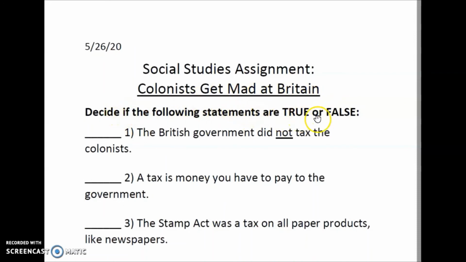Decide if the following statements are true or false. Number one, the British government did not tax the colonists. Number two, a tax is money you have to pay to the government. True or false, right? Number three, the Stamp Act was a tax on all paper products like newspapers.